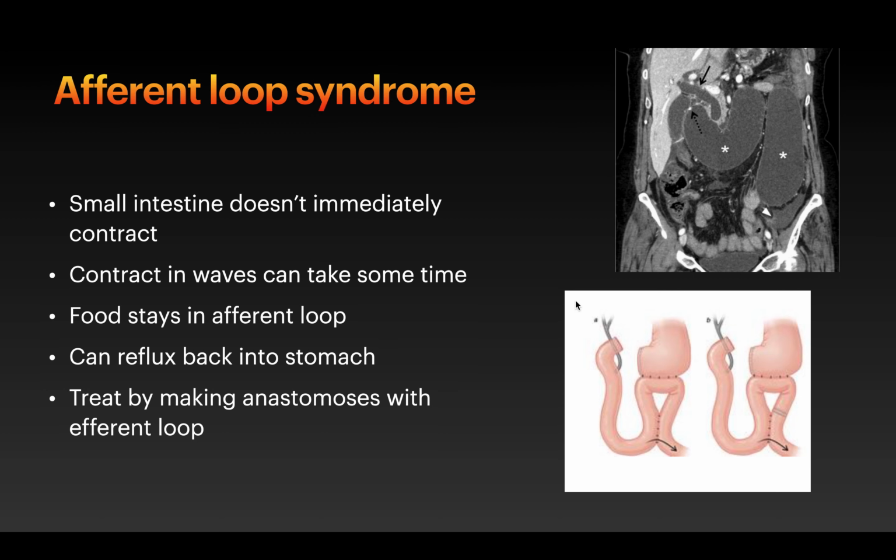So this can be problematic because in these artificial anastomoses, the food can stay in the afferent loop and then reflux back into the stomach. As you can hear, staying in the loop will cause, of course, rot and then infection. Refluxing into the stomach will reflux into the esophagus, causing GERD or acid reflux. So how do we treat that? We make an anastomosis with the afferent loop instead, so the food can just go straight through.